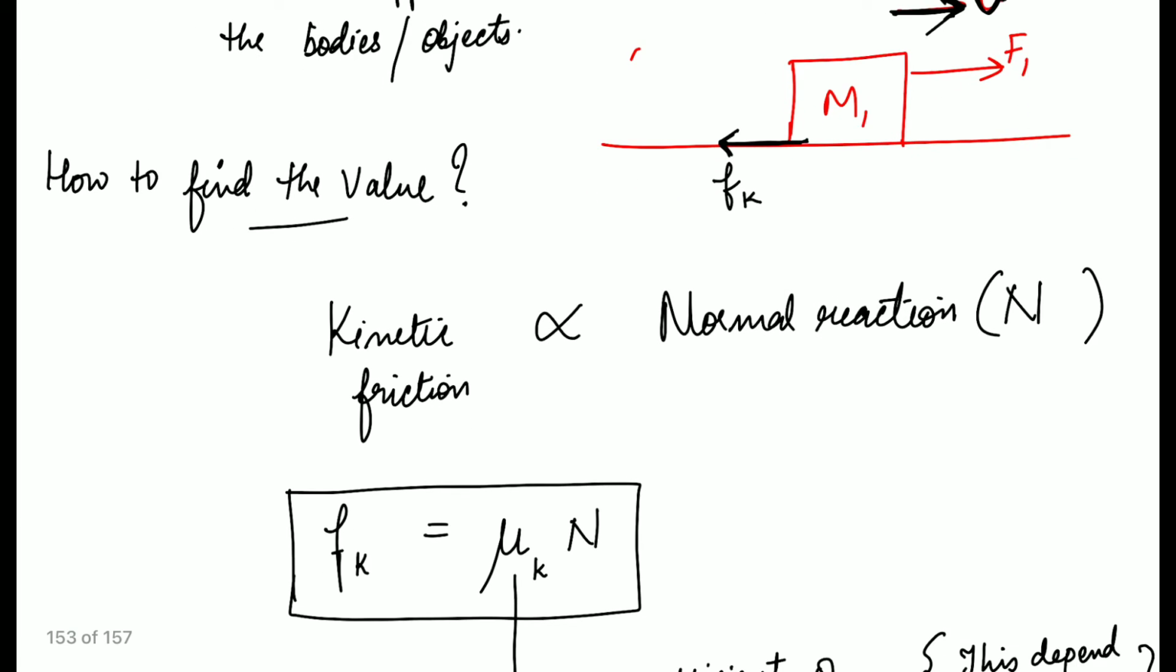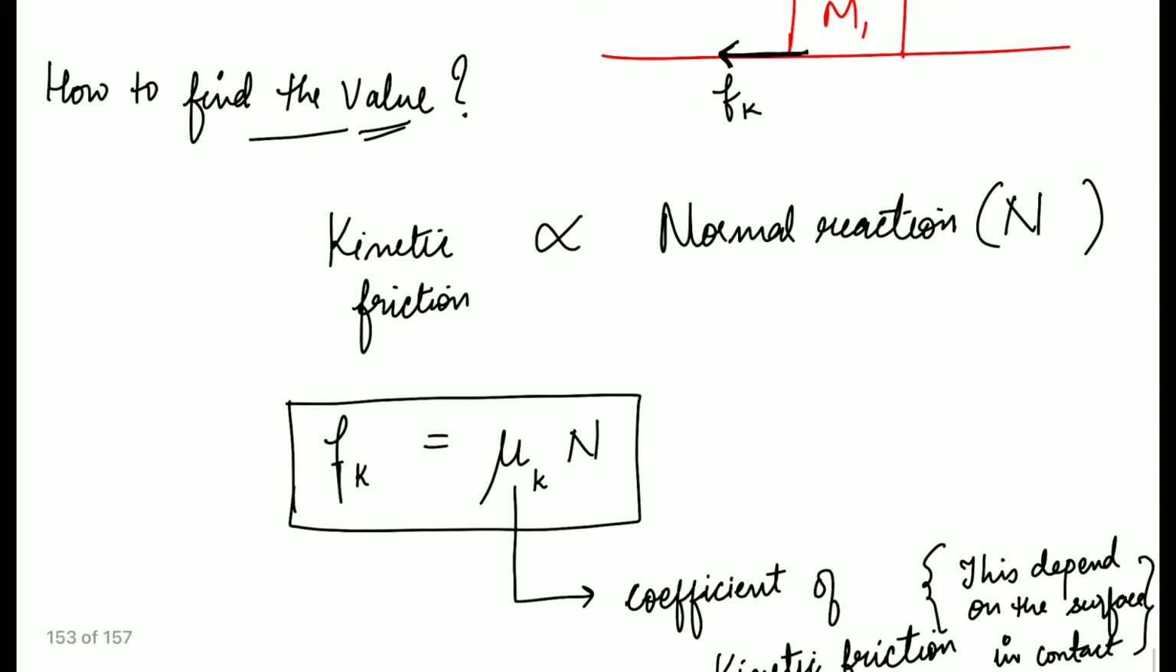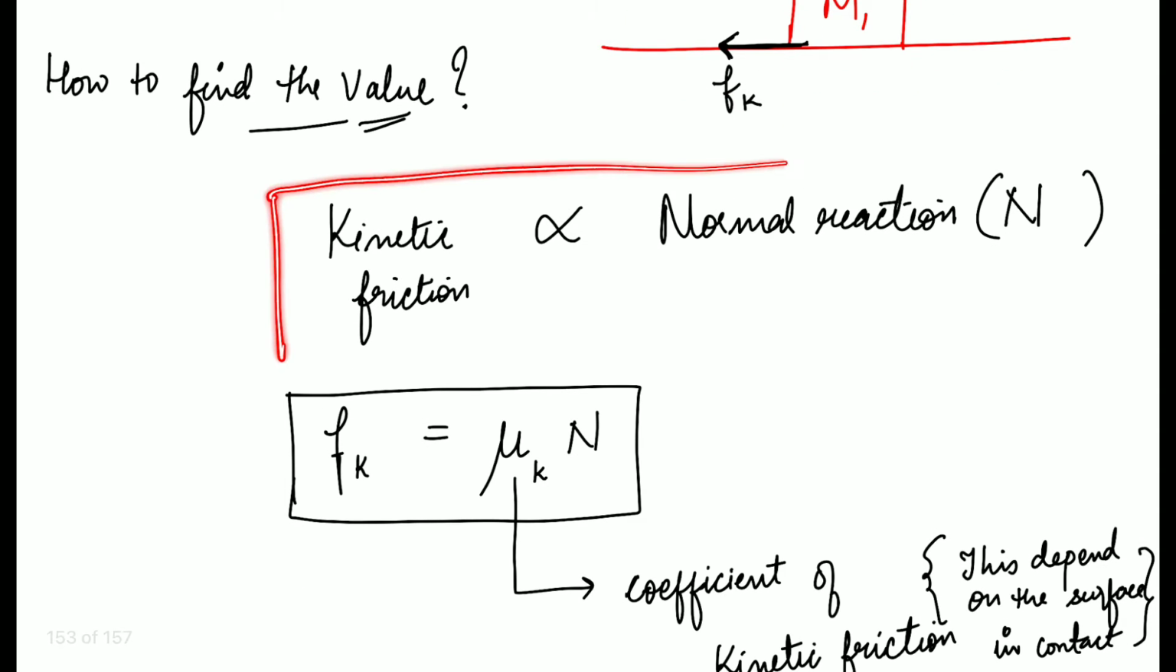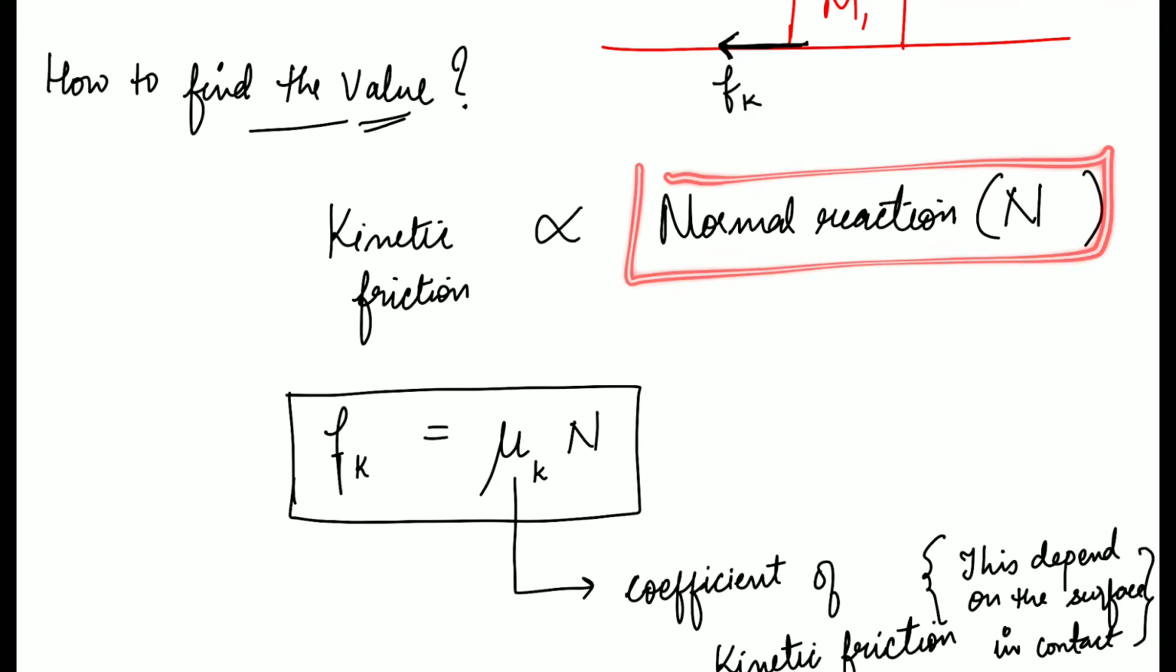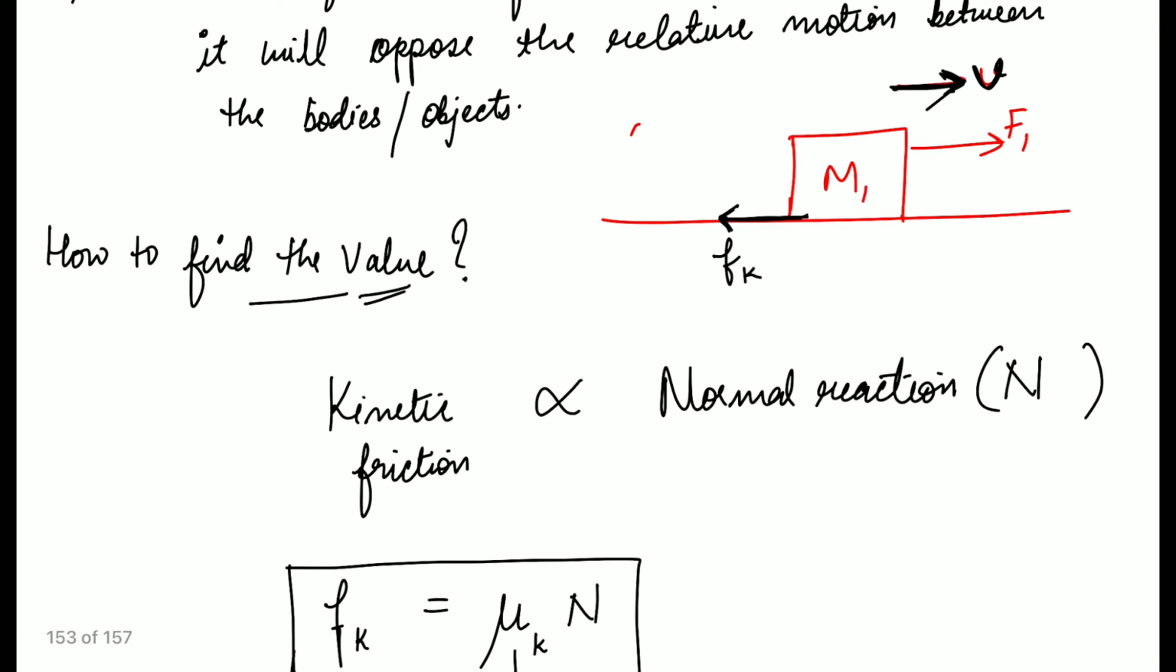Okay, great. Now how can you find out the value of this kinetic friction? It is experimentally proved that kinetic friction depends only on one thing, that is your normal reaction. What is your normal reaction? You can see in this particular example. The gravity will be attracting this mass m1 with the force m1 times g, and in response to that the surface will apply a normal. So your kinetic friction depends upon this normal reaction. I hope you guys can understand.